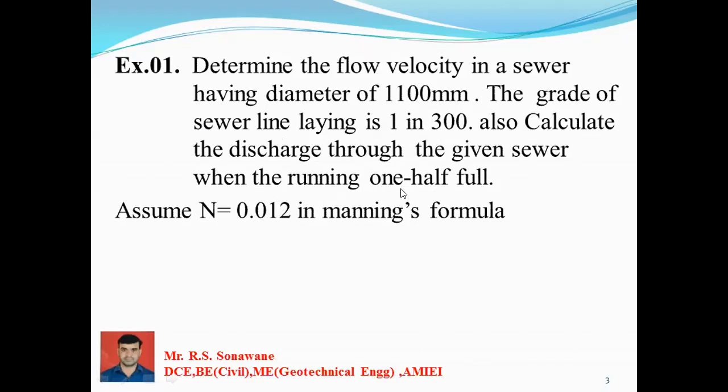This characteristic we already saw in the previous lecture. If sewer flows in a circular section, it may be full, or it may be half, or it may be a partial section. At that time, what will be the hydraulic radius? We already saw some formulas in the previous lecture. Here it is given, assume n, that is the Manning constant, 0.012.